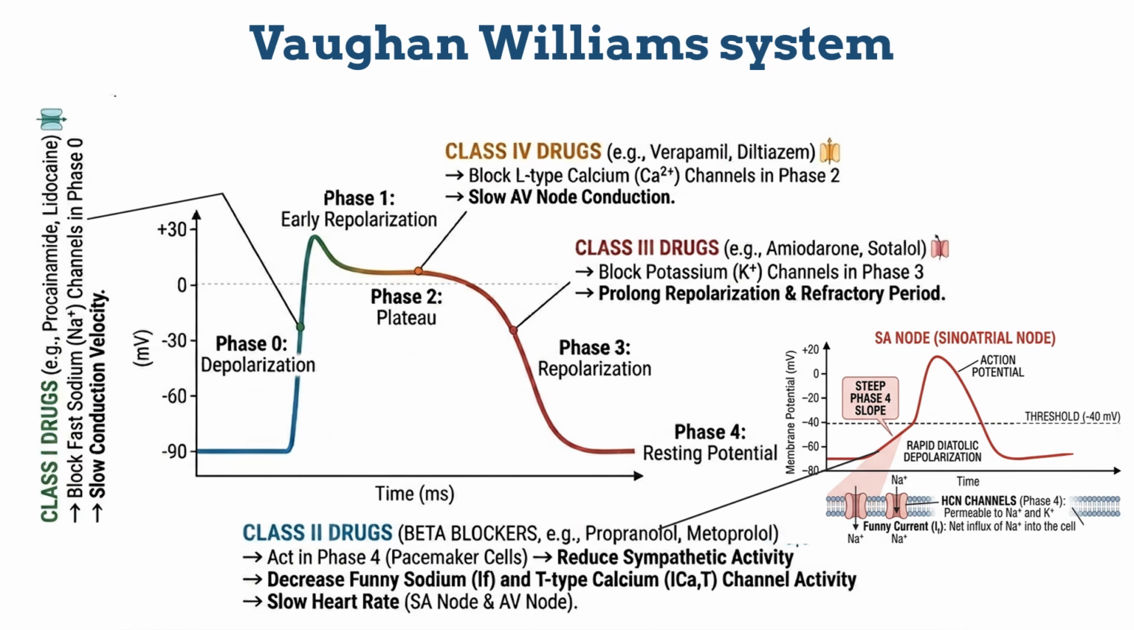Class 2 drugs, also known as beta blockers, act during phase 4. They reduce sympathetic stimulation, which decreases the activity of funny sodium channels and T-type calcium channels. This lowers the slope of spontaneous depolarization and slows the heart rate.